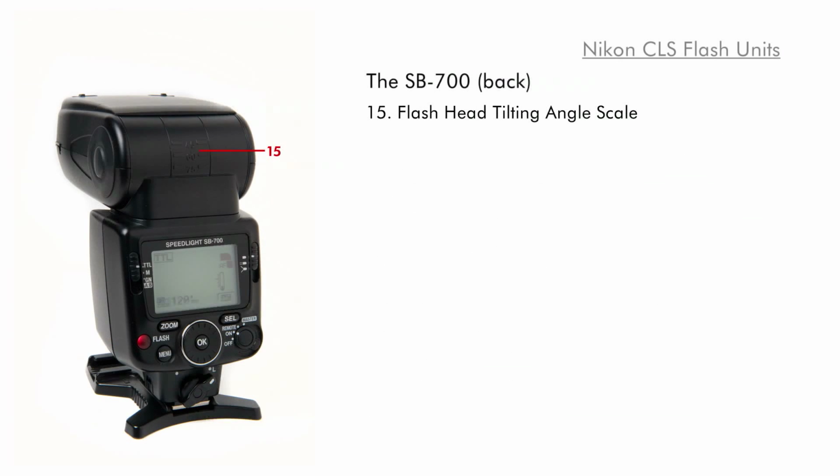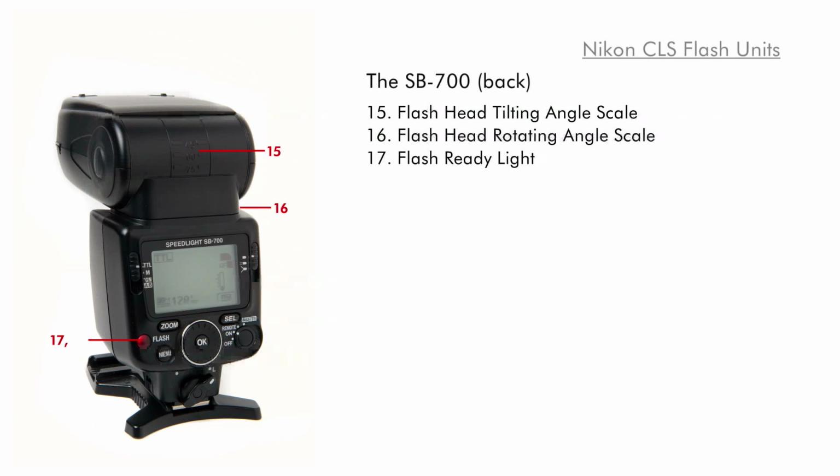This scale shows the angle that the flash head is positioned at vertically. The flash head tilts down to -7 degrees or up to 90 degrees. This scale shows the angle that the flash head is rotated to horizontally. The ready light shows that the flash is ready to fire. The LCD displays the current settings of your flash and gives you access to the flash menu and advanced settings. Turning this lever locks the flash into the hot shoe.